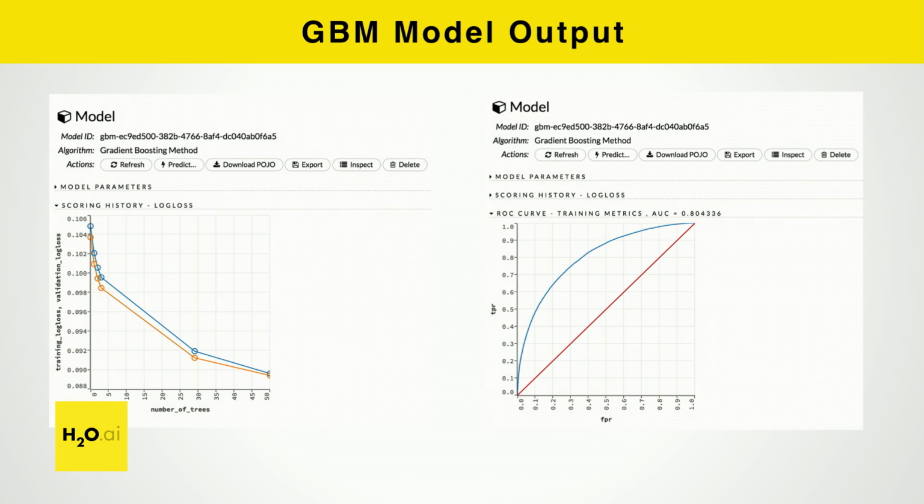And for the GBM model, you can see the scoring history that we mentioned earlier, and the AUC is 0.80. So it did fare much better than GLM out of the box, even though we ran with lambda search as well. Presumably, it picked out some nonlinear interactions that GLM did not.